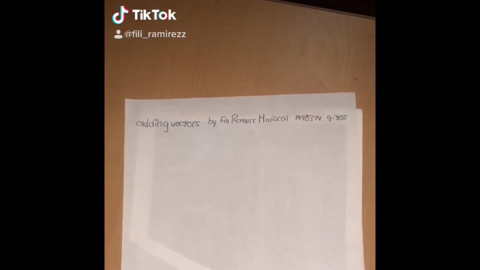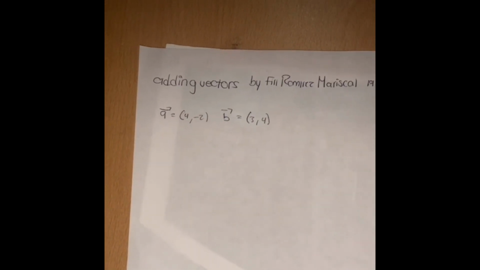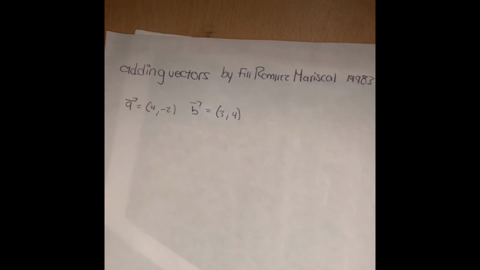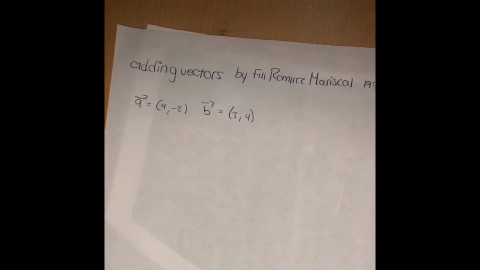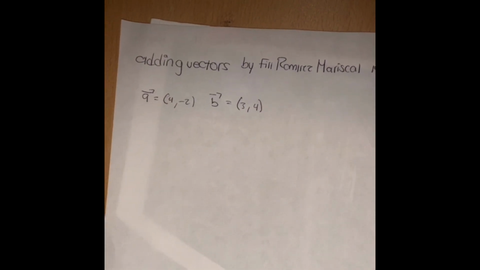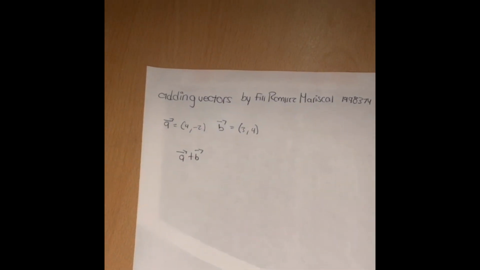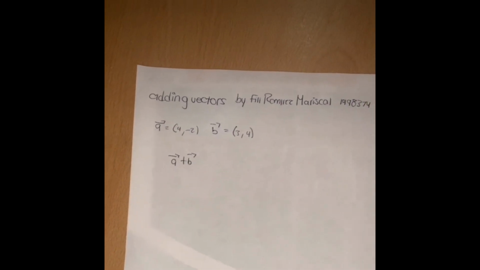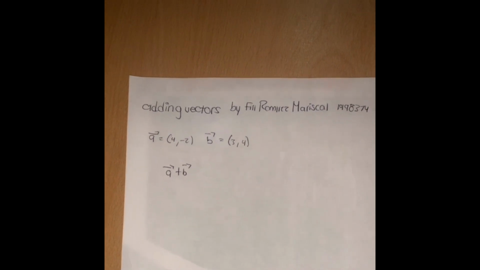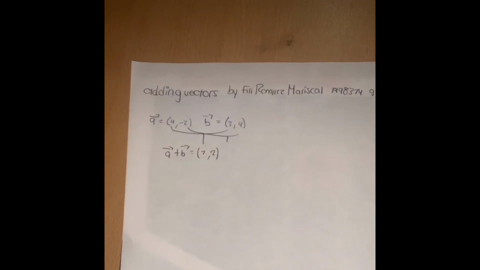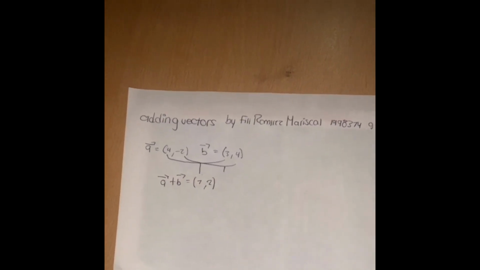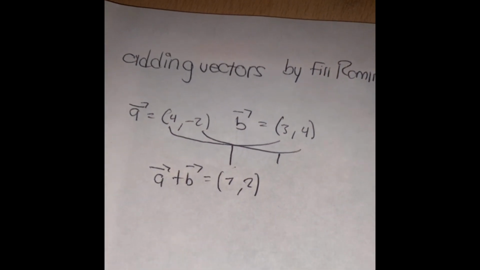Okay, so my name is Philly and I'm going to talk to you about how to add vectors. Let's suppose that vector A takes as x 4 and as y minus 2. And let's suppose that vector B takes 3 as x and 4 as y. After we have the values of those vectors, we need to get the value of the vector from adding A plus B. To do that, we are going to add the x values and the y values, and this will be the resultant.